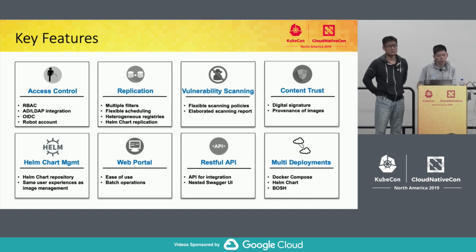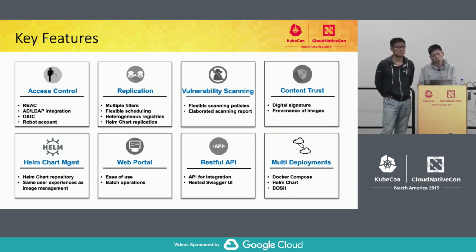We use Notary or Docker Content Trust for signing images. And then we have a policy engine on top of that as well. So you can disallow pulling any images that don't have a signature from the Harbor registry. So full support for Helm Charts through the ChartMuseum.